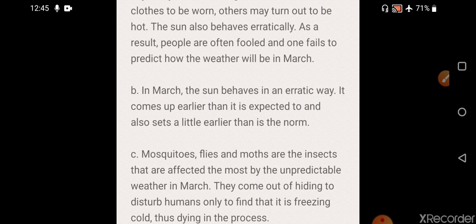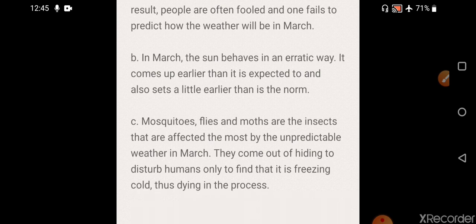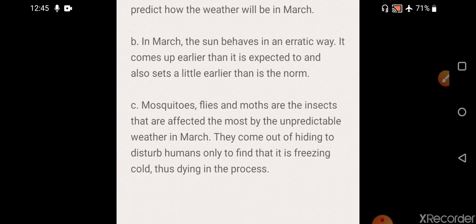Third is, which insects does this weather affect and how? So mosquitoes, flies and moths are the insects that are affected the most by the unpredictable weather in March. They come out of hiding to disturb humans, only to find that it is freezing cold, thus dying in the process. So these mosquitoes, flies and moths, their body cannot actually live in a very low temperature area.